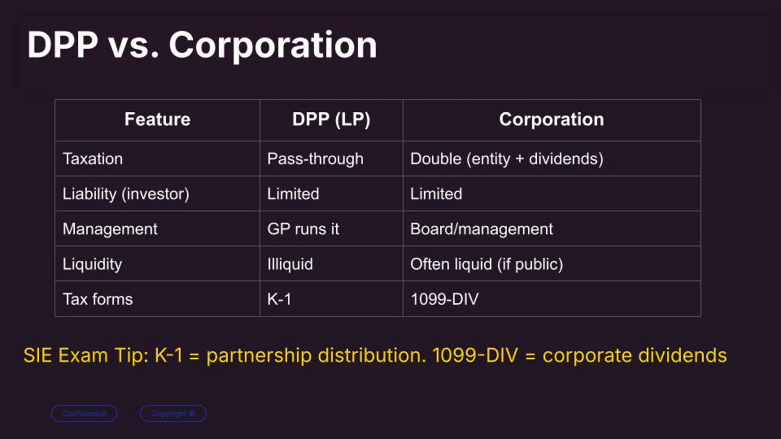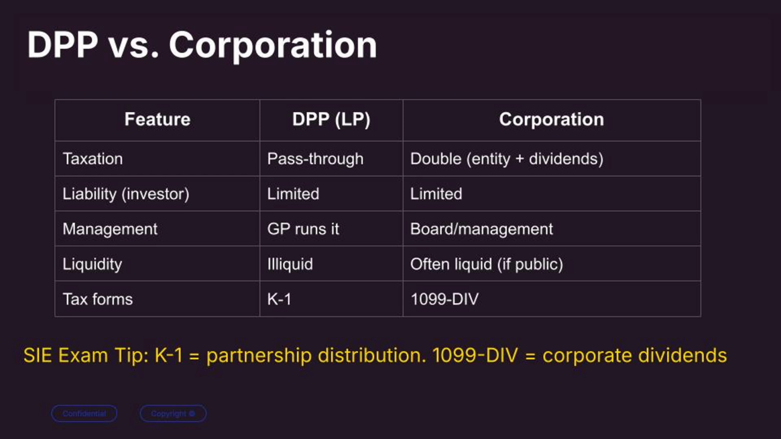Taxation. DPPs pass through. Corporations get taxed twice. Investor liability. Limited in both cases, since LPs are only on the hook for what they put in, and shareholders are only on the hook for what they paid for their shares. Management. A GP runs the DPP day to day, while a board and an executive team run a corporation.